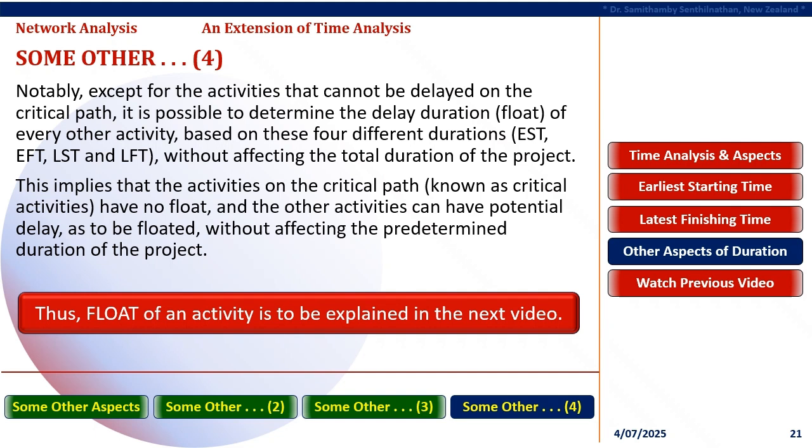Notably, except for the activities that cannot be delayed on the critical path, it is possible to determine the delay duration, known as float, of every other activity, based on these 4 different durations, EST, EFT, LST and LFT, without affecting the total duration of the project. This implies that the activities on the critical path, known as critical activities, have no float, and the other activities can have potential delay, as to be floated, without affecting the predetermined duration of the project. Thus, float of an activity is to be explained in the next video.